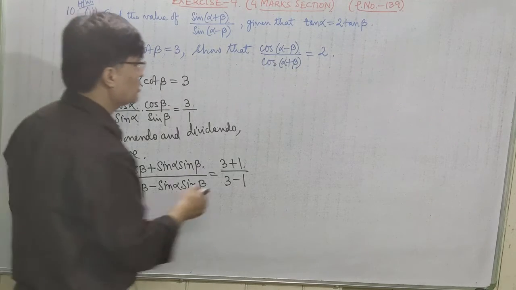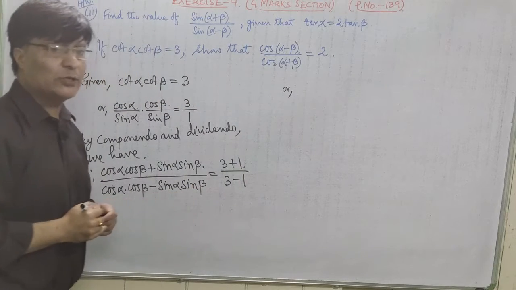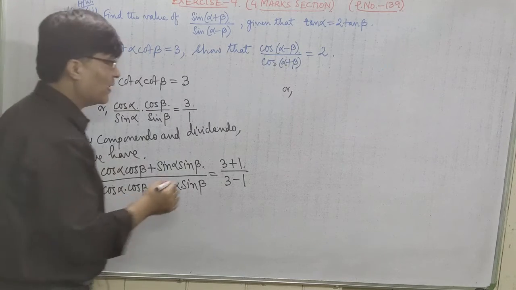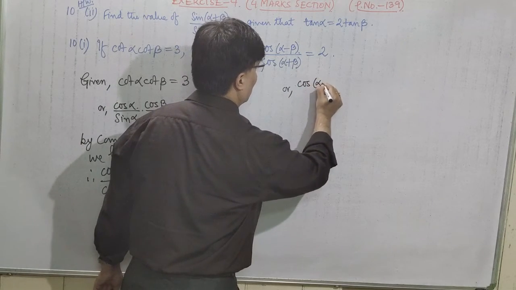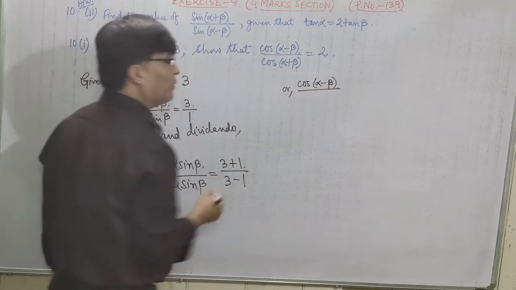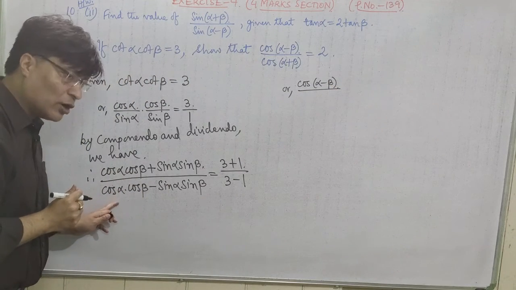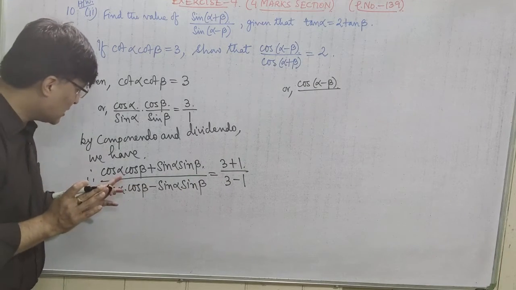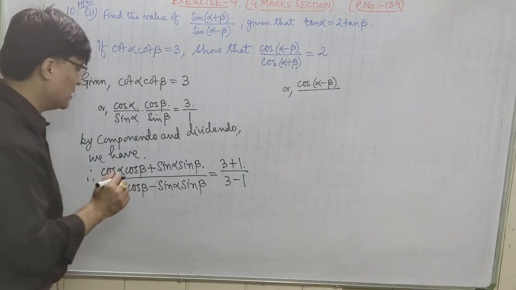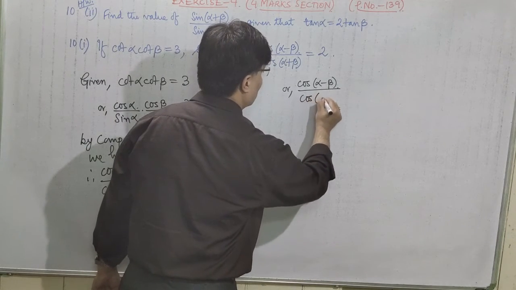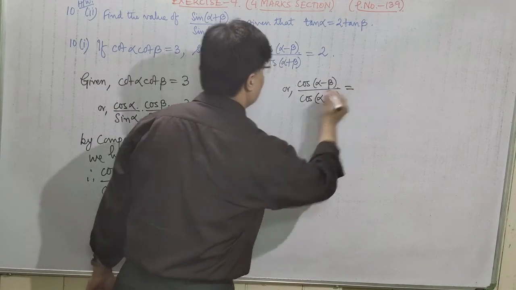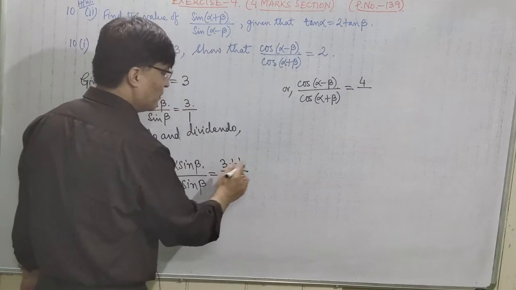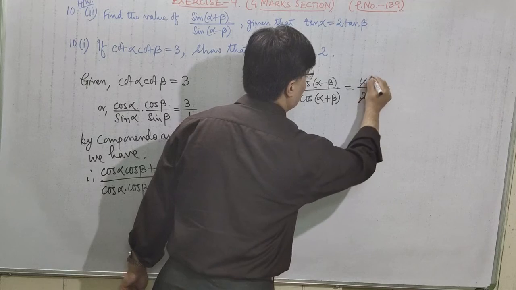Okay. So now let us use the formula. So in the numerator, which formula is used? It is cos A cos B plus sin A sin B. What is the formula? Cos of A minus B. So it is cos of alpha minus beta divided by, and in the denominator, cos A cos B minus sin A sin B. What is the formula? Cos of A plus B. Instead of A there is alpha, instead of B there is beta. So it is cos of alpha plus beta, which is equal to 3 plus 1 is 4 divided by 3 minus 1 is 2. So 2 ones are 2, 2 twos are 4.